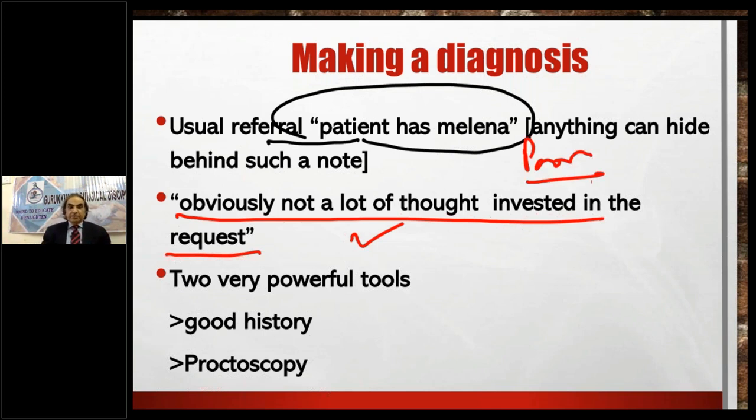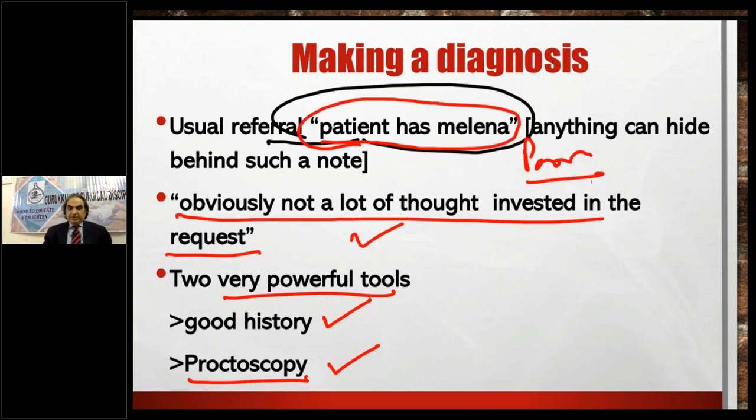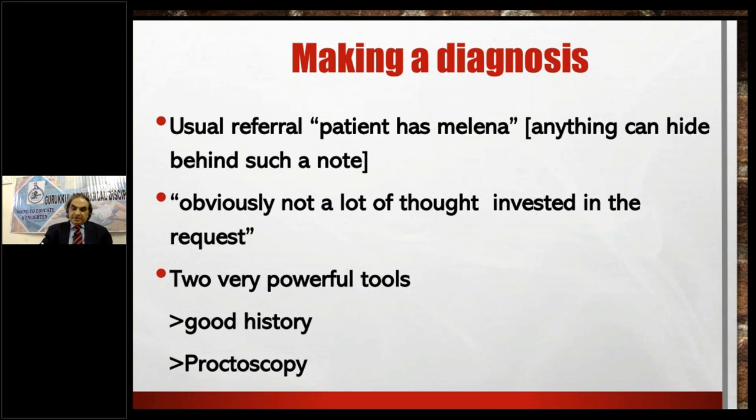Poor. So you should be able to mention that a good history is the most powerful tool, and proctoscopy findings. They should be provided in any referral that you're sending, if you're referring to a surgeon who has to manage the lower GI hemorrhage. Just to write, very common with the residents, patient has melena, is a very poor way to do it.